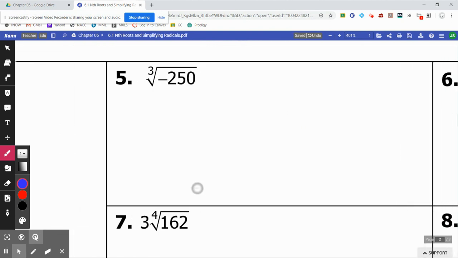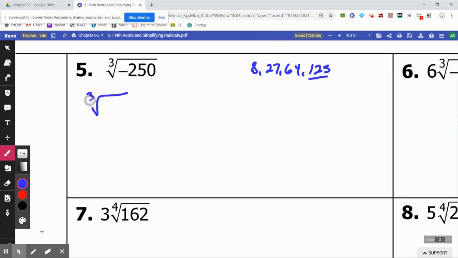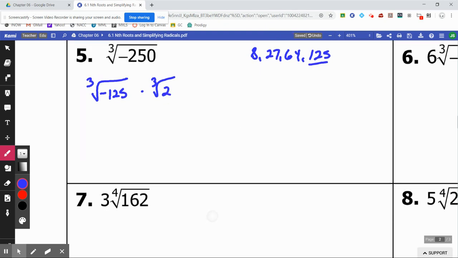Okay, number 5, we see here a cube root of a negative. Now, as I break this apart, I am going to break it into the cube root of negative something to kind of pull that negative out of there. The cube roots, again, that we know are 2 to the third, 3 to the third, 4 to the third, and 5 to the third is 125, which I believe would work. So I'm going to split this into the cube root of negative 125 because I can find the cube root of a negative. So I'm going to pull that out, and the cube root of 2 is going to stay. The cube root of negative 125 is negative 5, and I do not know the cube root of 2, so it stays negative 5 cube root of 2.